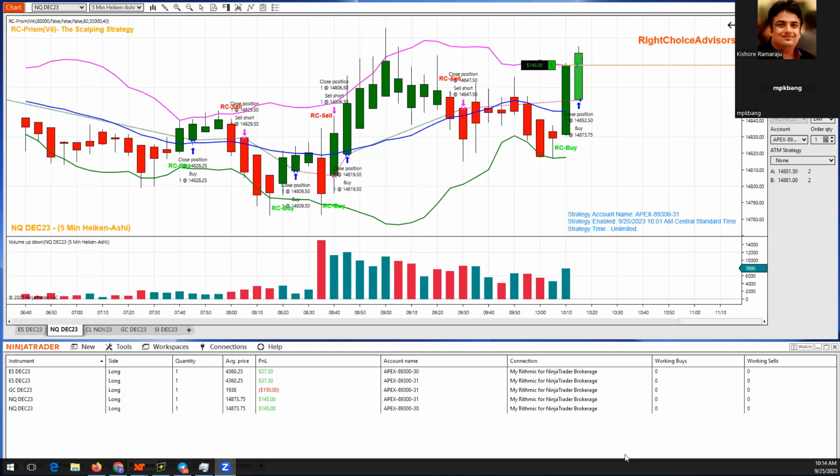We should let the algo do its job, right? Because it can do much better than what we can do as manual traders. So now on the long again, it is making money. It made 163, another $300 plus.